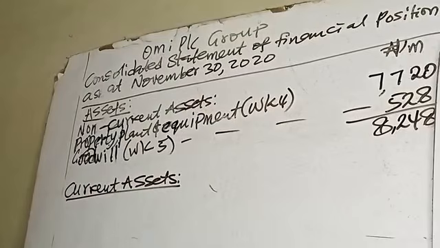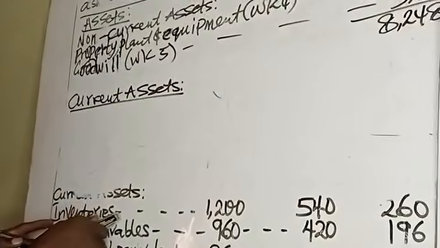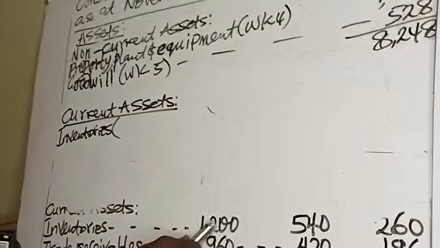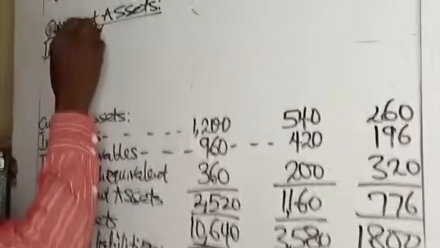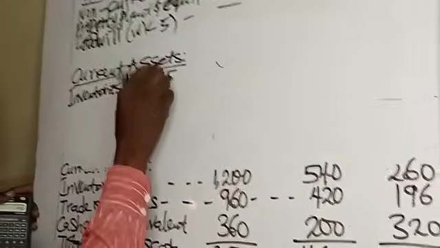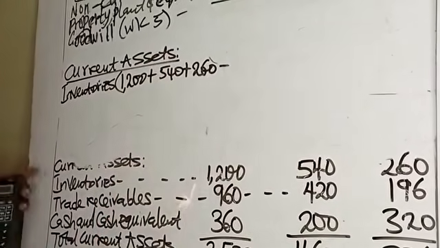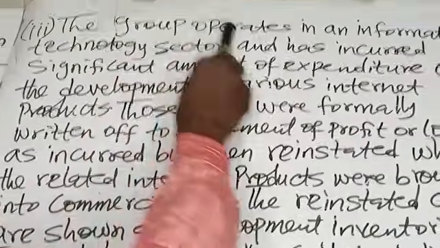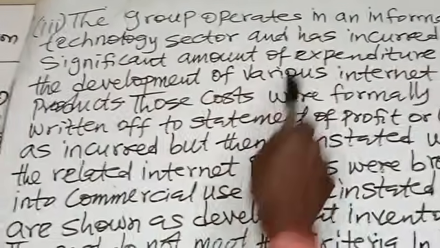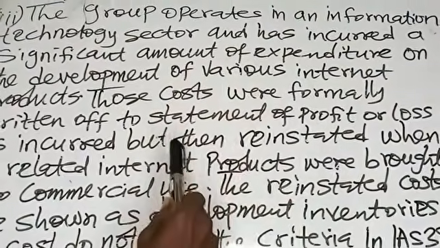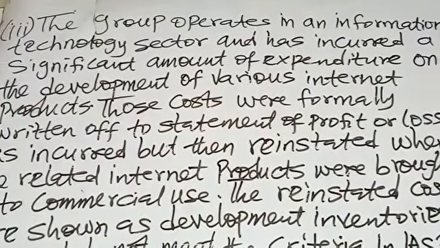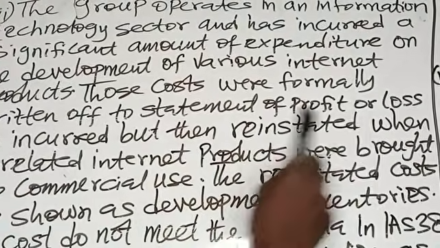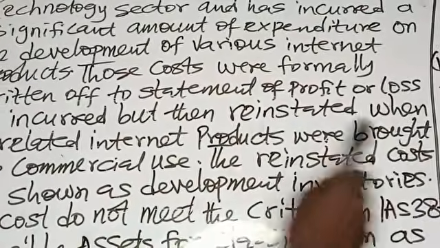Current assets. So the first item of current assets we have is inventories. 1,200, 540 and 260. 1,200 plus 540 plus 260. Then go to note 3. The group operates in an information technology sector and has incurred a significant amount of expenditure on the development of various internet products. Those costs were formerly written off to statement of profit or loss as incurred, but then reinstated when the related internet products were brought into commercial use.